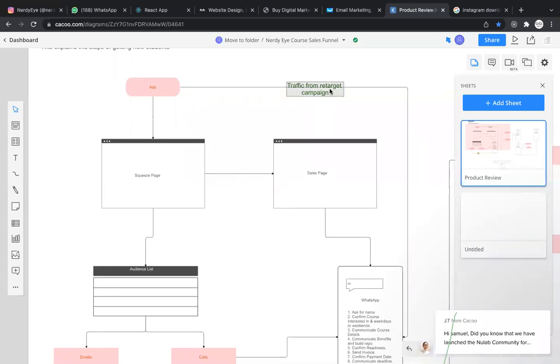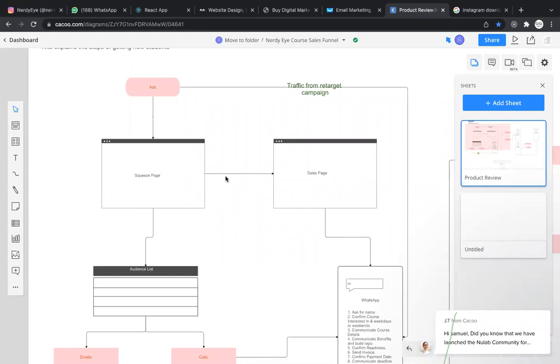Then we have traffic from a retargeted campaign. We normally run two kinds of ad. We run an ad that helps us get new people that have not heard of Nerdy Eye to a squeeze page. But if you've heard of Nerdy Eye before, for example, if you have been engaging with our platform, there's a way we can run a retargeted campaign on Instagram. Anybody with knowledge of running ads will understand what I'm saying. From a retargeted campaign, we'll move them straight to WhatsApp. That's why I draw this particular arrow.